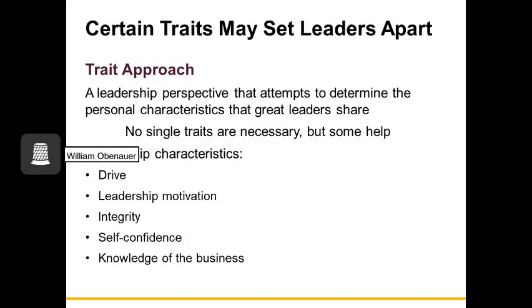The trait theories of leadership say that good leaders share traits. While there aren't necessarily specific traits that are required for good leadership, there are some trends that have been identified. Effective leaders tend to have strong levels of drive. They tend to have good motivation, tend to be high on integrity. They also tend to have self confidence and knowledge of the business.